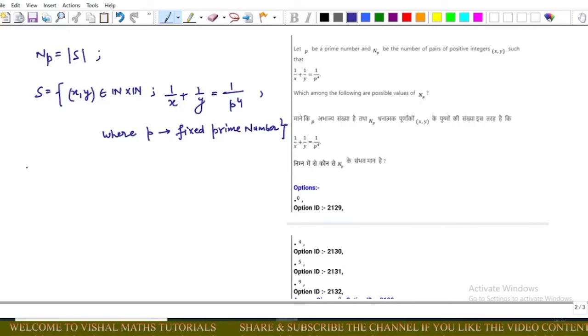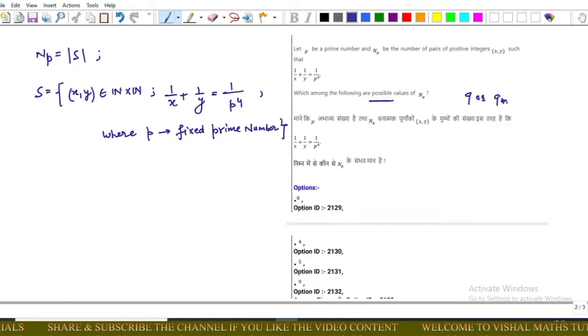Hello everyone, this is a question of CSIR-NET. Let P be a prime number, and corresponding to this prime number, we have NP be the number of pairs of positive integers x, y that satisfy 1 upon x plus 1 upon y equals 1 upon p power 4. Which among the following are possible values of NP? In this question, I explained that NP for each prime number is either 9 or a multiple of 9, where M belongs to the set of natural numbers.